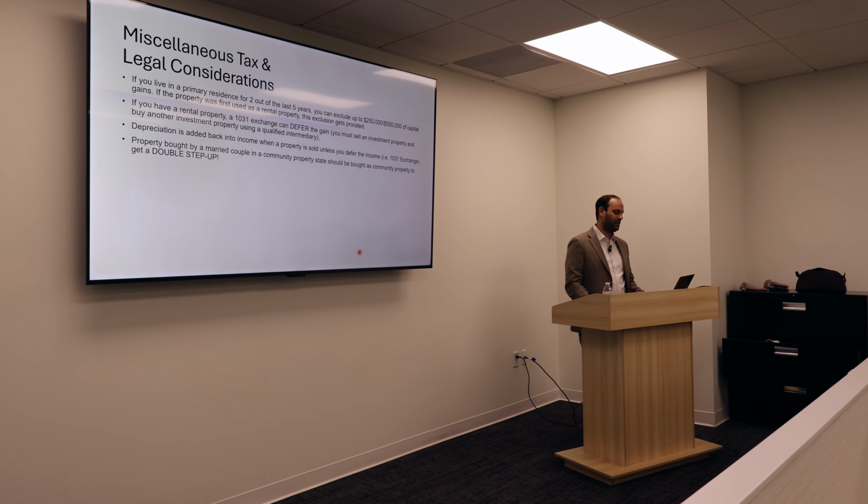This is an important one that is extremely important as well. Property bought by a married couple in a community property state, which California is one of, should be bought as community property to get a double step up. So what that means is, let's say there's a house that I purchased for $1 million and I buy it as community property. When I die, my spouse, in this case Anne, will be able to get a double step up. So not just my interest will get stepped up, but both of our interests will get stepped up. So if the property at the time of me passing is worth $2 million, she'll be able to sell the property for $2 million and avoid taxes.